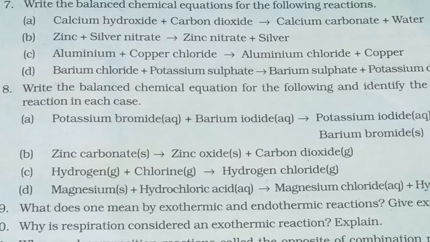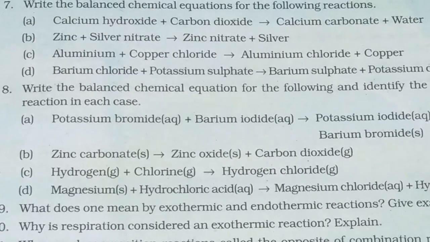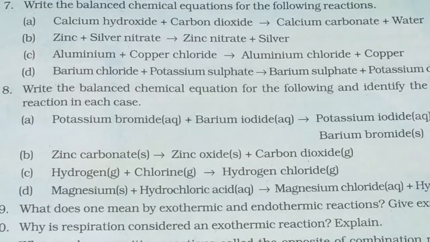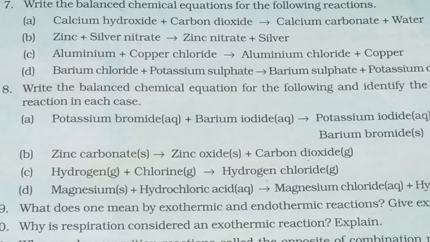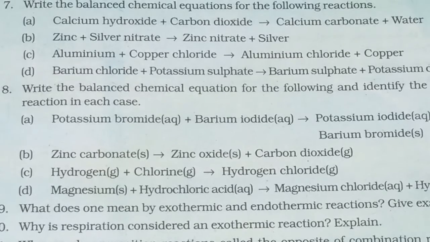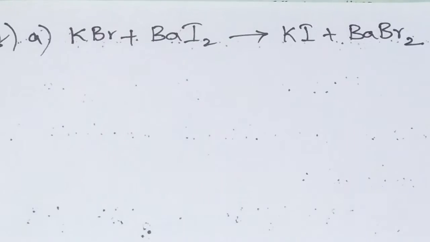Here this is a double displacement reaction. How can we say? Iodide and bromide anions are exchanged between two compounds. Potassium bromide is there left side, but coming to right side what happened? It is converted into potassium iodide. Then barium iodide is converted into barium bromide. Anions are exchanged here. So it is a double displacement reaction. Let us write balanced chemical equation also for this.